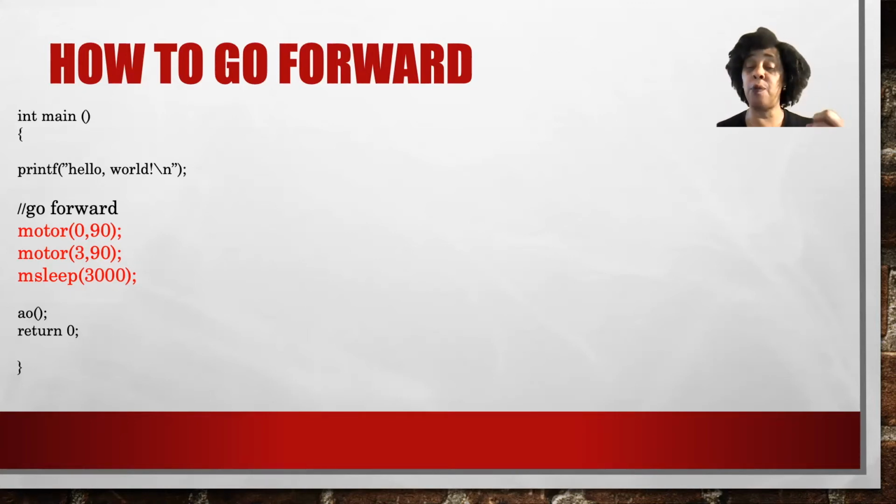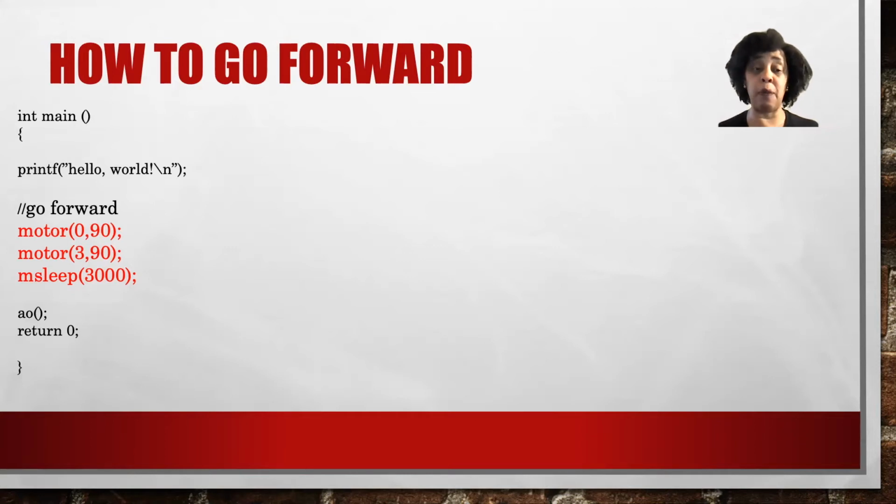Okay. And then you have two wheels. So you have to have two motors. So the other wheel is plugged into motor port 3. So I have motor 0, and this 90 represents 90% of the power. Then I have the other one plugged into motor 3 and 90% of the power. Remember, you must have a semicolon at the end of each line.